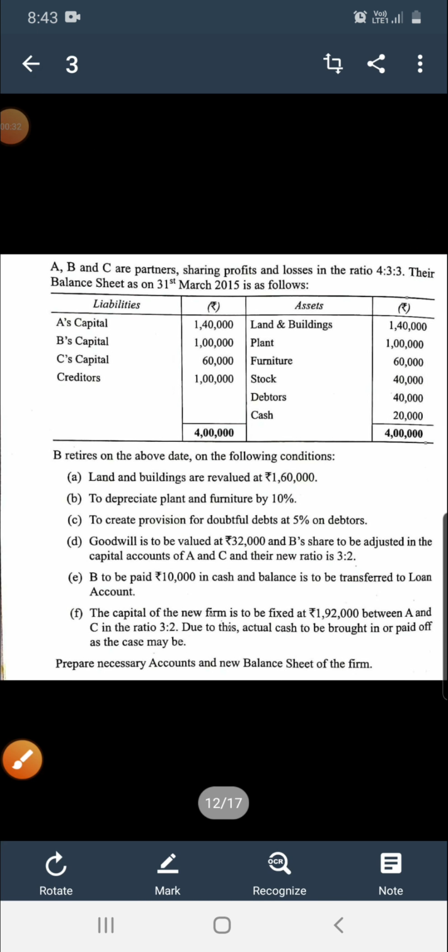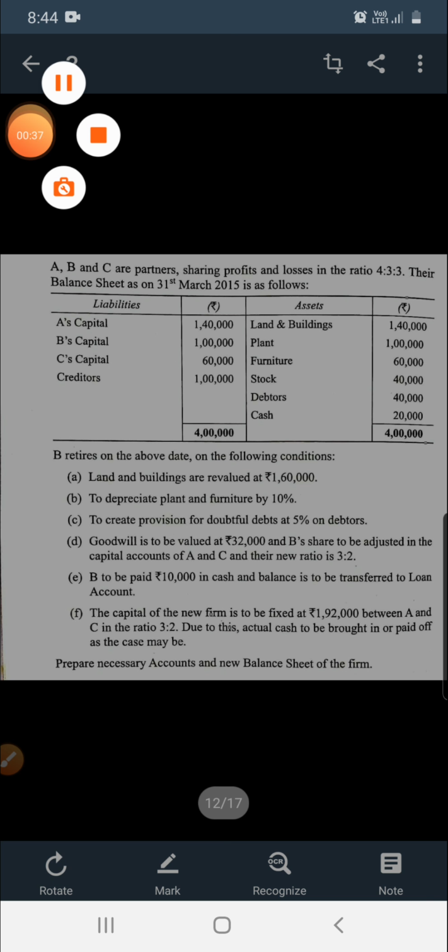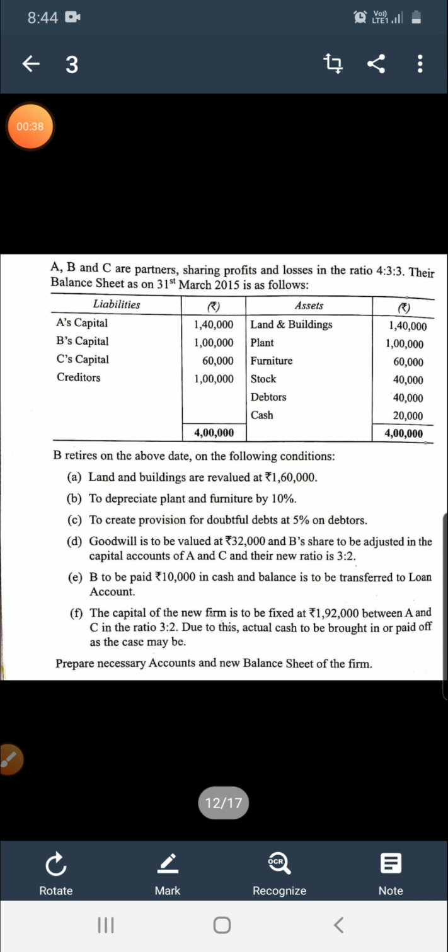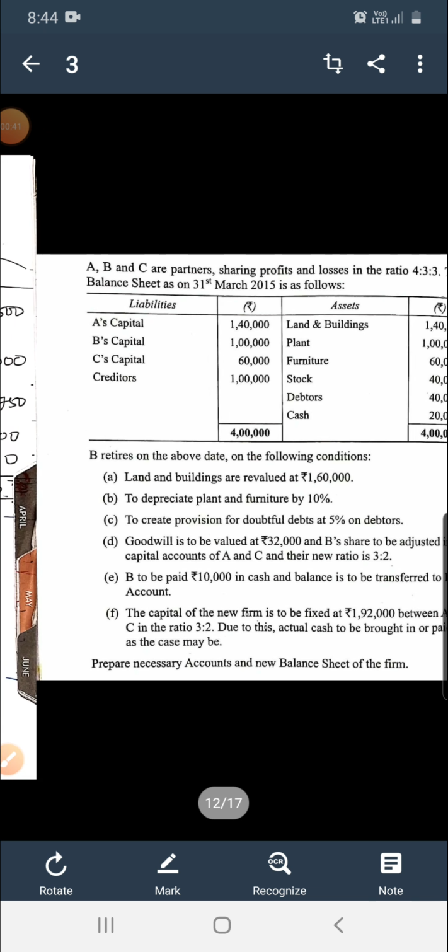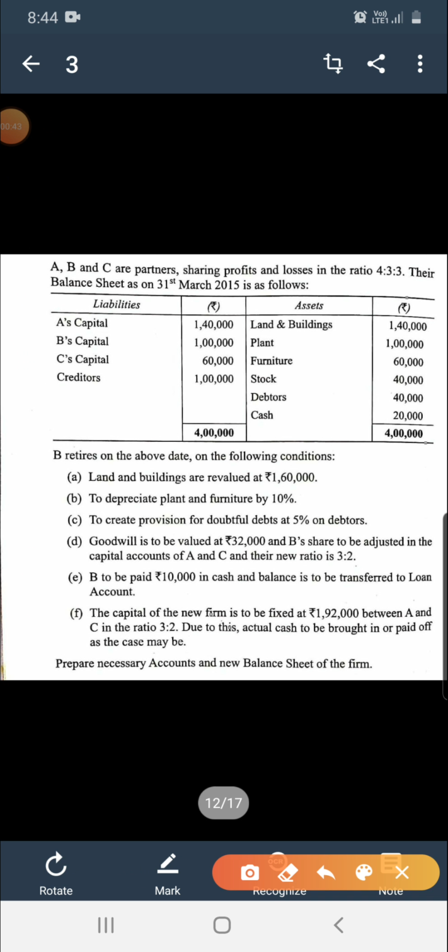And below this, B is going to retire on the above date, and the following conditions are given. First, land and buildings to be revalued, depreciate plant and machinery and furniture by 10%, create a provision for doubtful debts of 5%, goodwill valued at 32,000, and B has to be paid 10,000 in cash and the balance as a loan account.